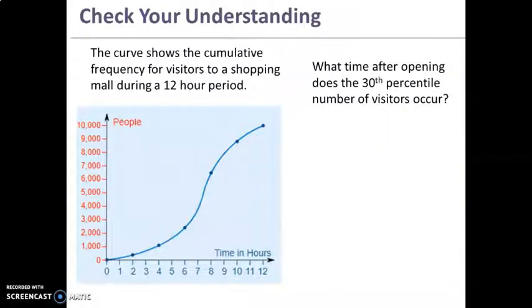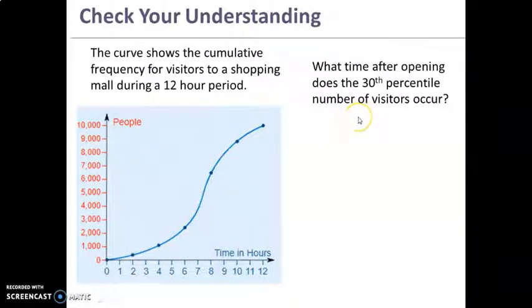Okay, one last one to check your understanding, this one here. This curve shows the cumulative frequency for visitors to a shopping mall during a 12-hour period. Here's the 12 hours. You can see in the first hour we had that many visitors. In the next hour we had more, and on and on. And after 12 hours we've accumulated up to 10,000 visitors into this mall.